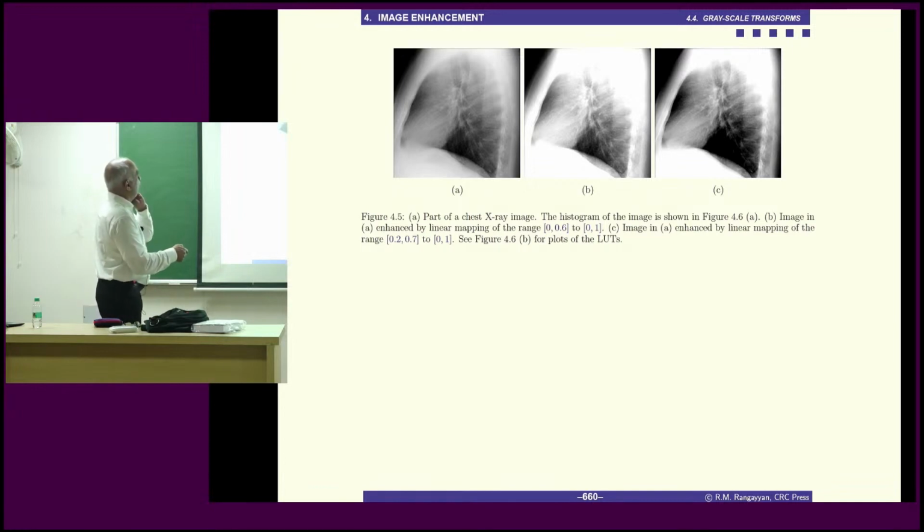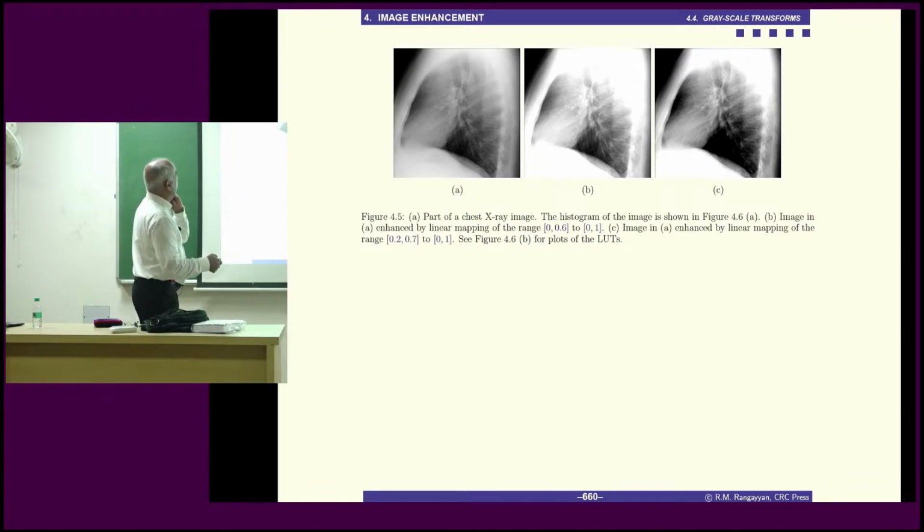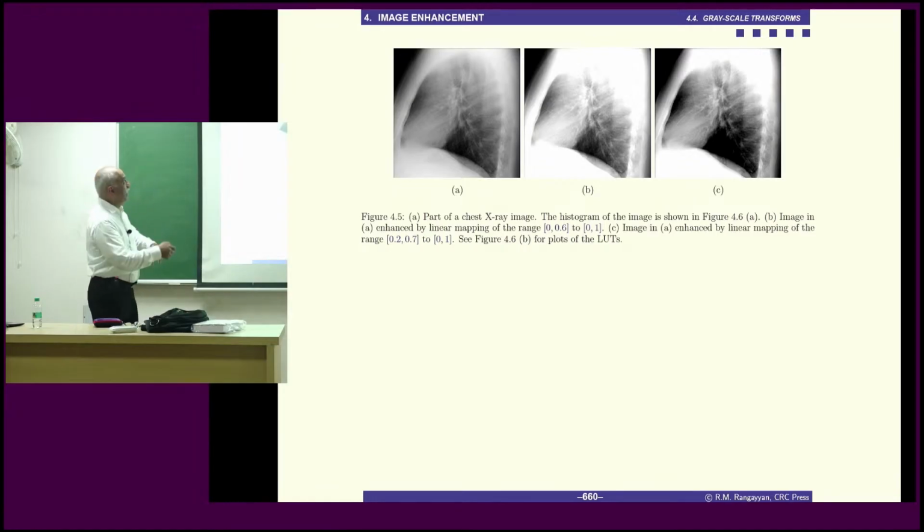So this is the original image. 0 to 0.6 has been taken, mapped to 0 to 1. And 0.2 to 0.7 mapped to 0 to 1. So if I put a threshold of 0.2, some of the low density details have been removed. If I'm going only to 0.6, some of the high density details are saturated here, but they are retained there. So it depends on what you want to see. I'm using a normalized range, 0 to 1.